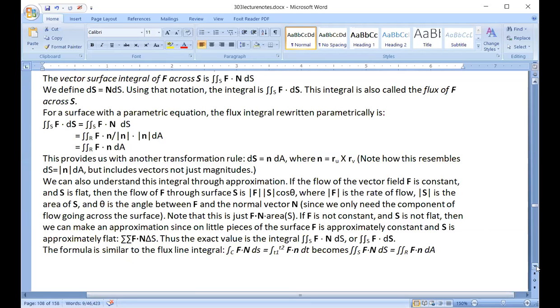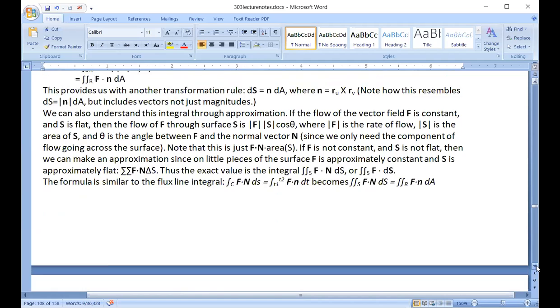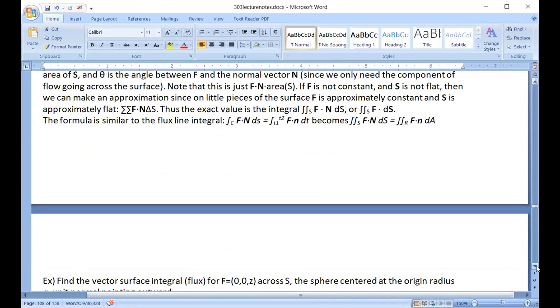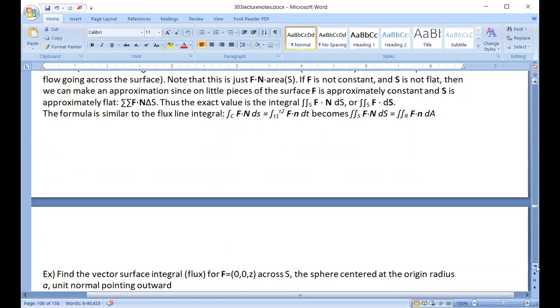Okay, so now let's get directly into an example. Let us find the vector surface integral, which we can also say is just the flux, for the vector field 0, 0, z across the surface S, the sphere centered at the origin with radius a, unit normal pointing outward, which is basically the typical orientation. Okay, so how do we do this?